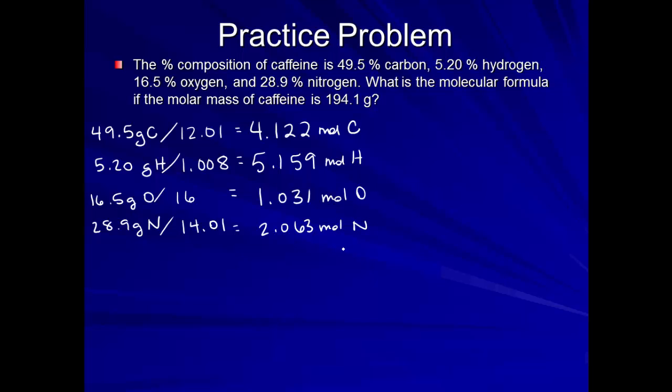So let's go back to the rhyme. Percent to mass, mass to mole, just did that. Divide by least. So in this step, you divide all the numbers by whichever one is the smallest. So the smallest one is here, oxygen, 1.031. Divide all of them by 1.031.